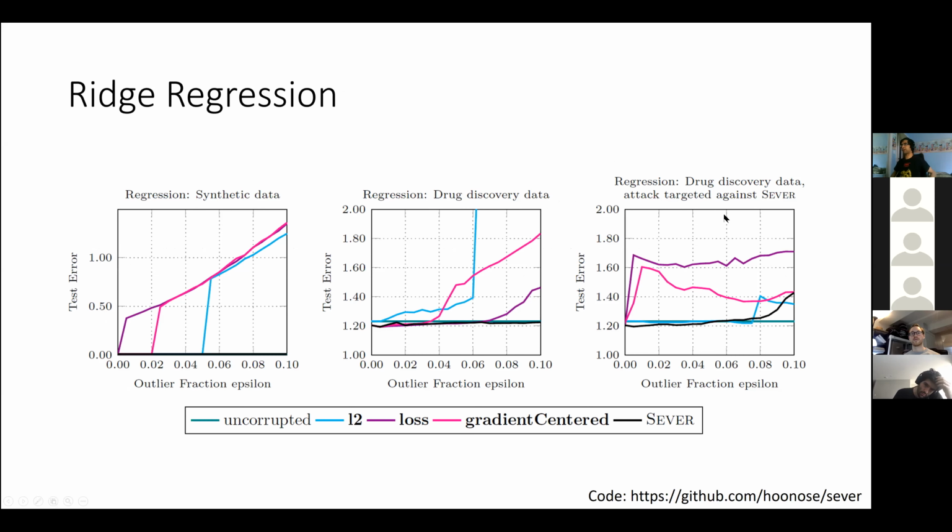So first we had some ridge regression experiments, basically linear regression with some sort of regularization, and we compare our results with several others. Let me explain the graphs to you. These are different from how they were before. This time, the x-axis is the corruption, the outlier fraction. So this goes from 0% outliers to 10% outliers. And the y-axis is the test error. So you can see that we compare our method, Sever, which is the black line, with, first of all, the uncorrupted, meaning how good the error is if you didn't have any outliers at all, and a bunch of simple baselines in terms of removing points. For example, removing the points with large L2.